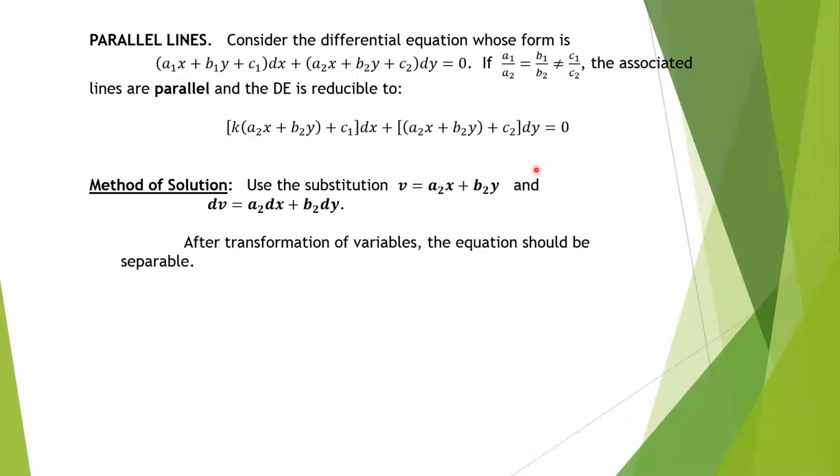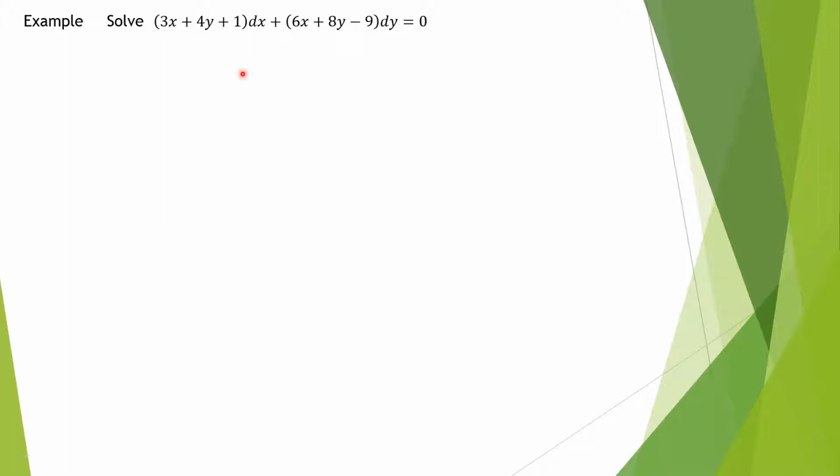The method of solution is to let v = a2x + b2y, and of course get dv = a2 dx + b2 dy. This transformation will reduce the differential equation into variables separable. So let's have one example. Let's solve (3x + 4y + 1)dx + (6x + 8y - 9)dy = 0. Let's see if this will follow this parallel lines method.